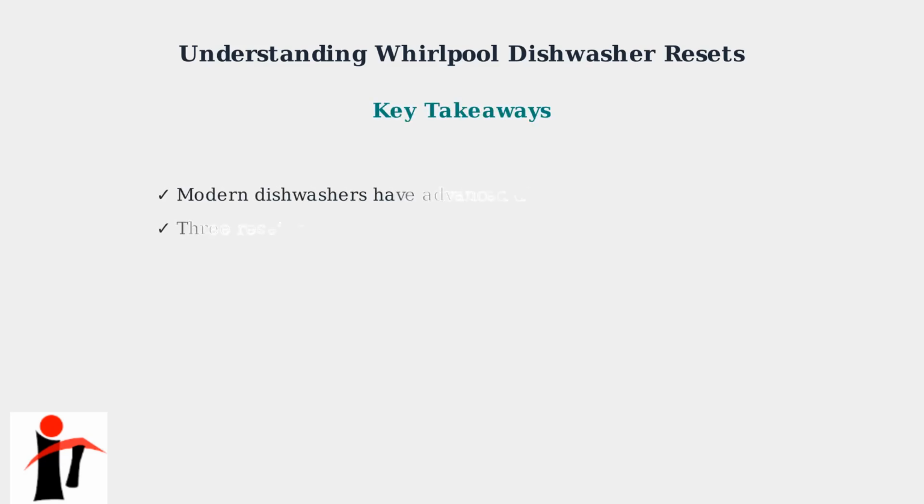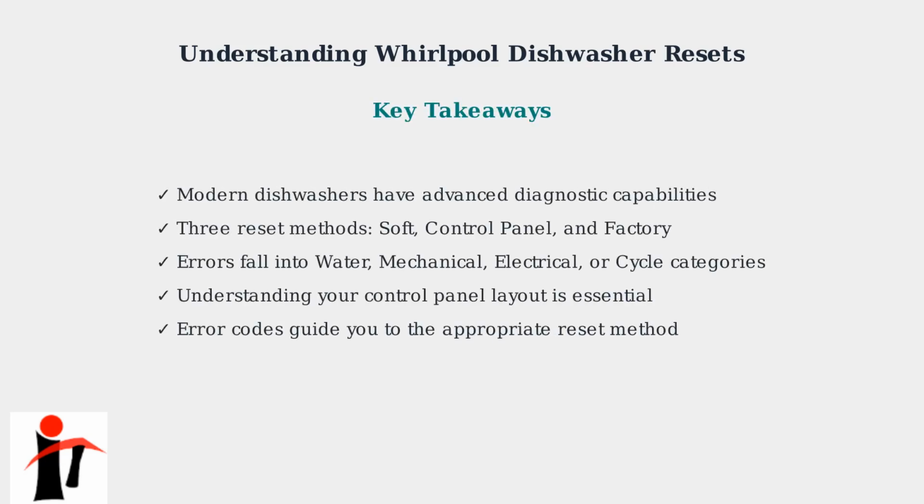Understanding these fundamentals of Whirlpool dishwasher resets, the modern features, reset methods, and error categories provides the foundation for successful troubleshooting. With this knowledge, you can identify the right approach for your specific situation and restore your dishwasher to normal operation. The standard power reset is the most effective first step for resolving dishwasher issues. This simple procedure resolves minor glitches 70 to 80% of the time.